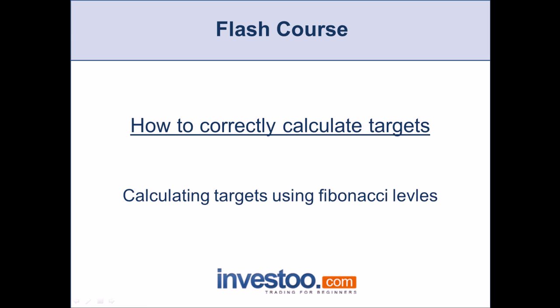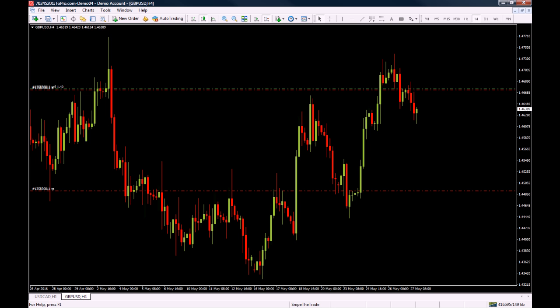In this lesson we are going to learn how to calculate targets using Fibonacci levels. And for that we're going to go back again to the GBP USD short trade that we have going on. Now, as you can see, we are in an up move. We are making higher highs and higher lows. Here we have the first low, we have the second low, which is higher, and now we are looking to make a third higher low.